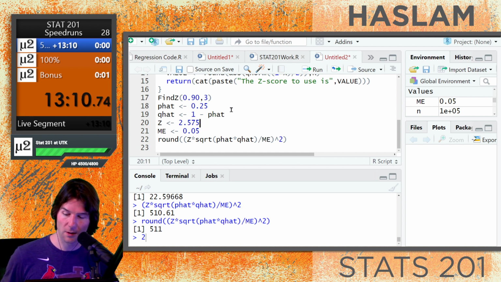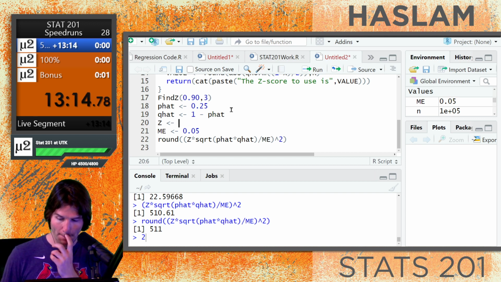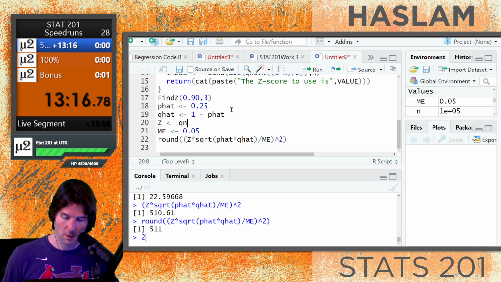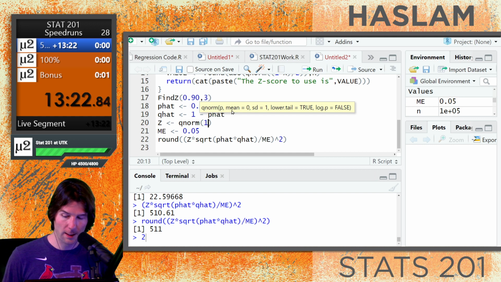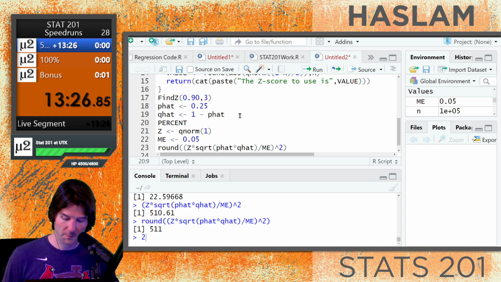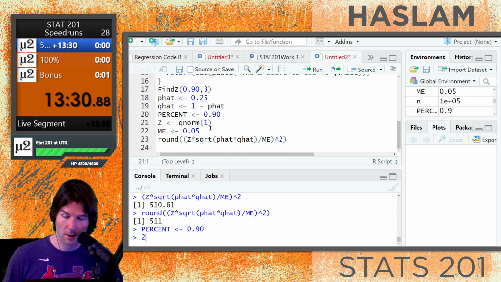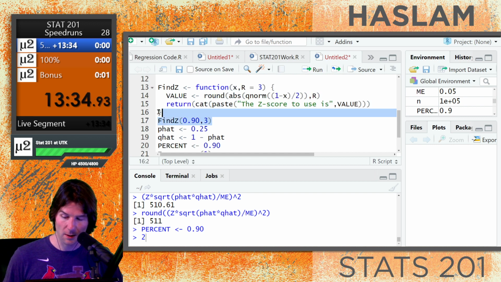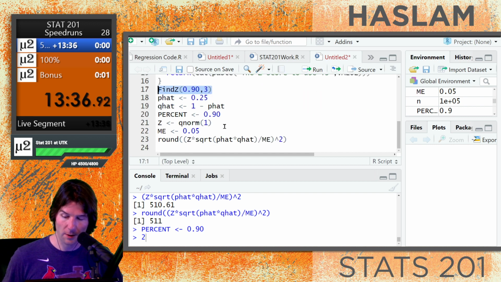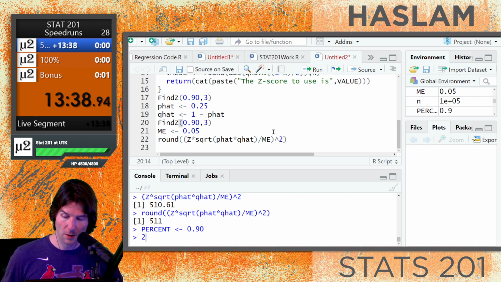95% confident. That's going to make the z-score 1.96. I'm going to write this another way. Give me 2 seconds. qnorm of 1 minus, let me do this, percent is equal to 90. Now I just had to put that. And so I already got my find z thing. Oh, cool. Yeah, I already wrote it earlier today. So there's the z-score.